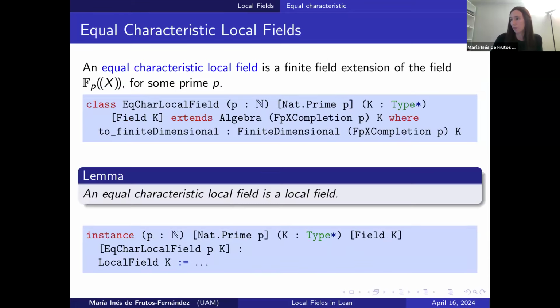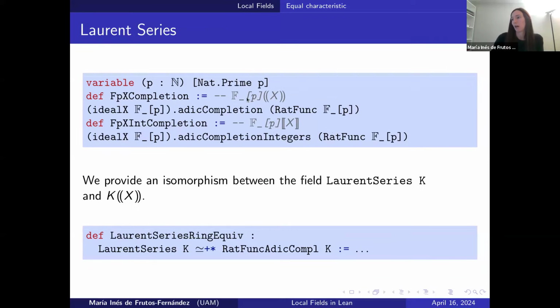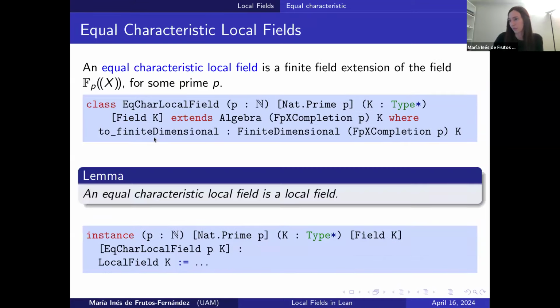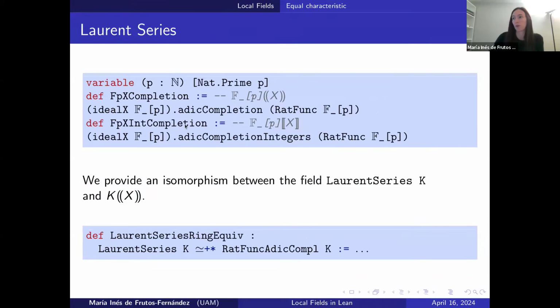So the type FpXCompletion that I'm using here in the definition is the adic completion of the field of fractional functions over F_p with respect to the ideal generated by X. And analogously, I'm going to define the ring of integers as the unit ball of this field.